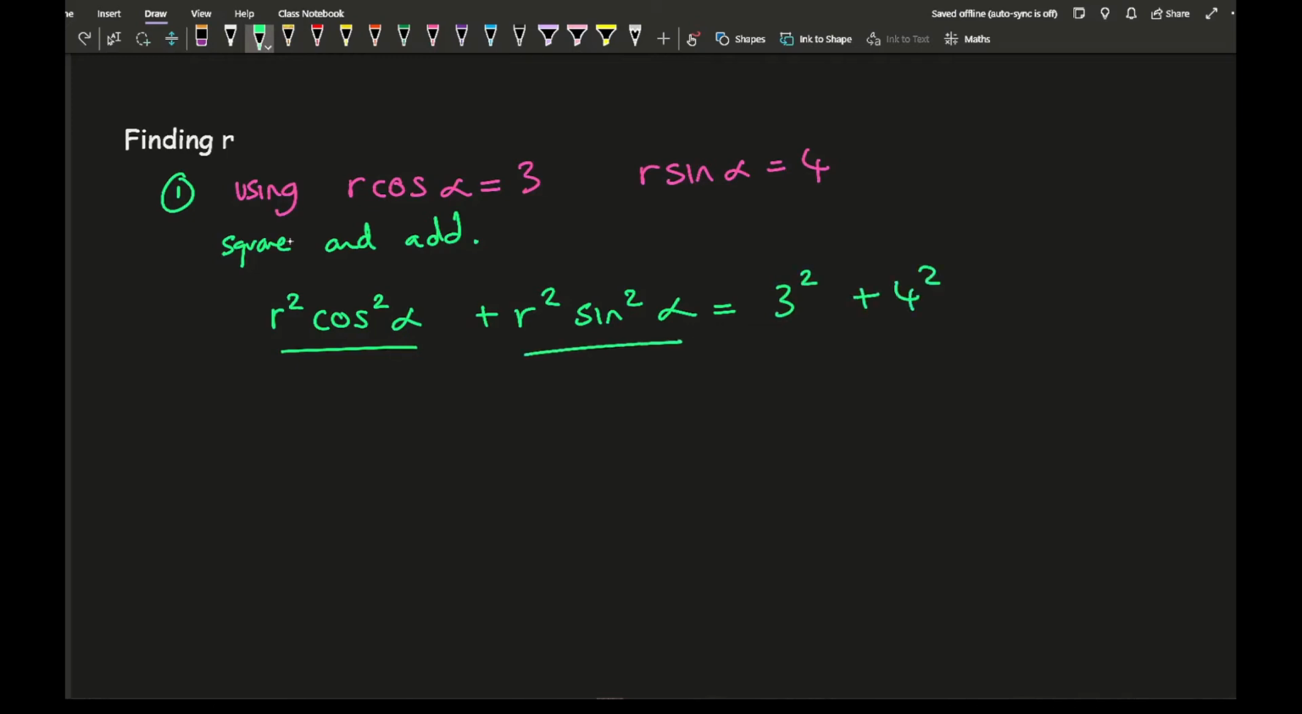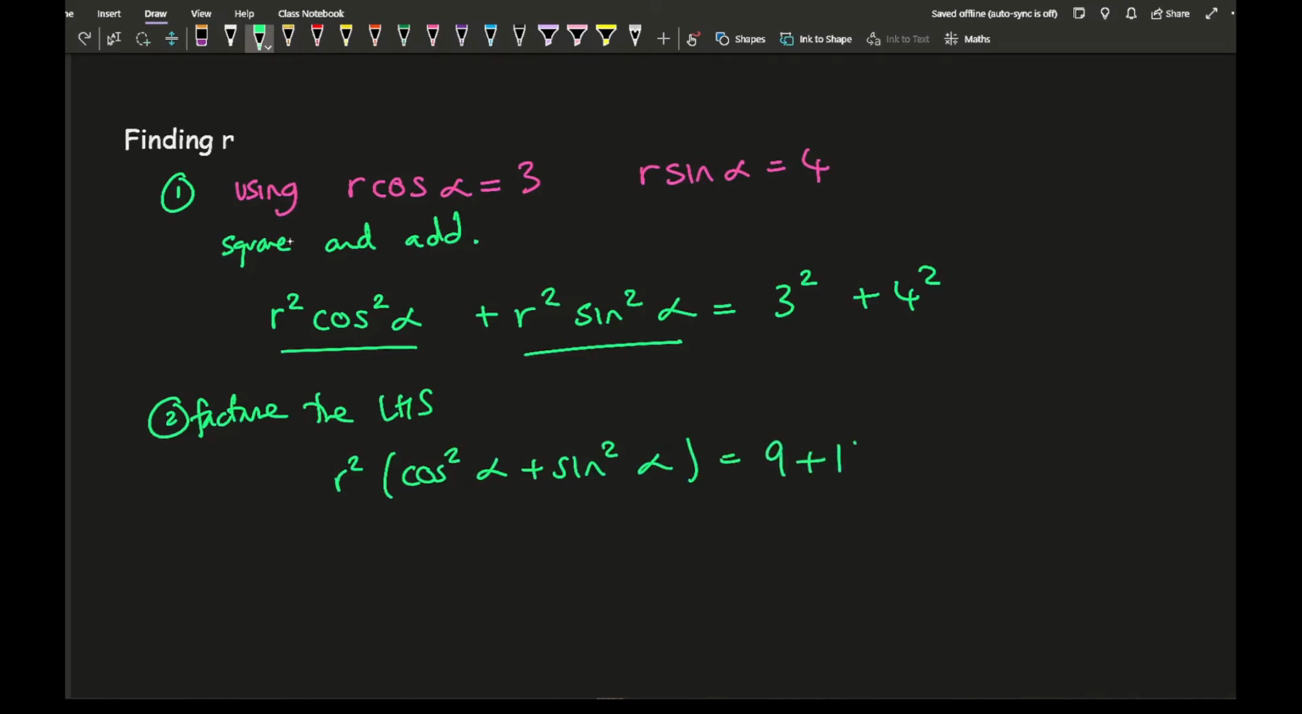Now from this, what I can then do is factorise. So here, step 2 is to factorise the left hand side. So what I end up with is r squared times cos squared alpha plus sine squared alpha, and that's going to equal 9 plus 16. So here, using the identity, this equals 1. So what I've got is r squared equals 25, and therefore r equals the square root of 25, so r equals 5. Now you might be thinking plus or minus 5, but here r must be positive because it represents a length.